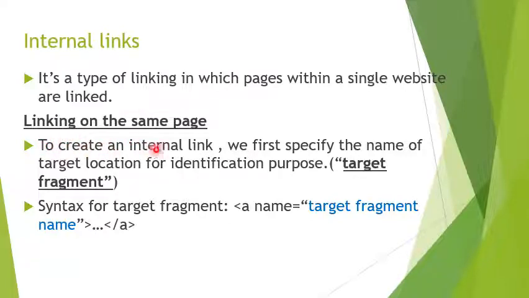To create an internal link, we first specify the name of the target location for identification purposes. So the syntax for the target fragment is the anchor tag, and you specify name equals, name is an attribute. You specify the name of the target fragment in double quotes, and then these three dots over here will be visible for the user to see.